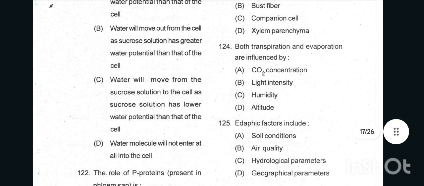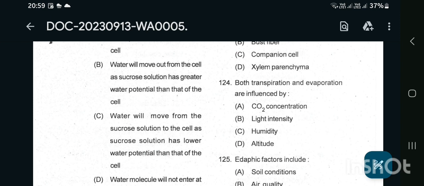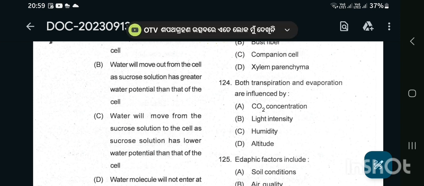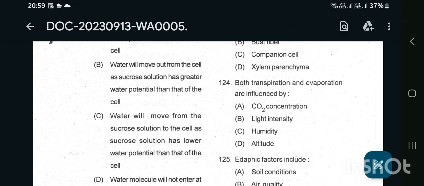Both transpiration and evaporation are influenced by. It can be influenced by light intensity. It can be influenced by humidity. So I think here both option B and C are the correct statements. Both light intensity and humidity can influence transpiration and evaporation.